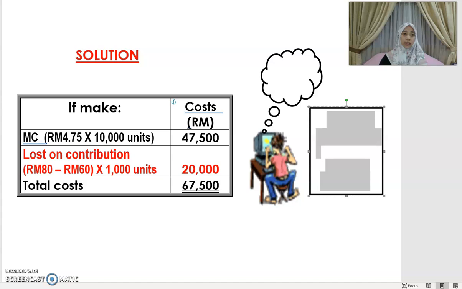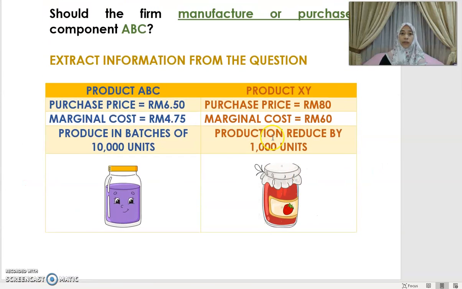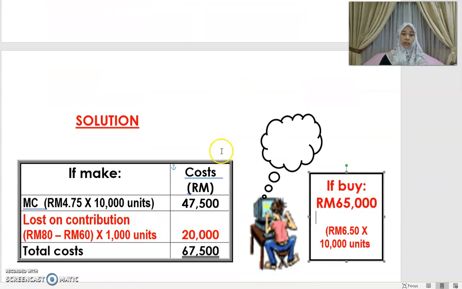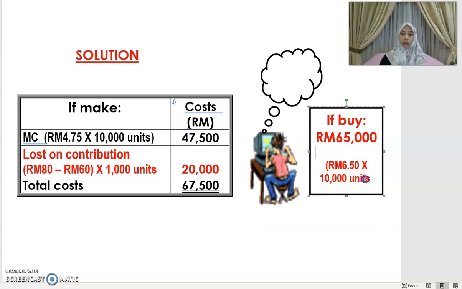the cost is 6 ringgit and 50 cent per unit. Okay, so if you purchase ABC, that will be 6 ringgit and 50 cent, and you purchase 10,000 units, so 6 ringgit and 50 cent times 10,000 units gives you a total of 65,000. So when you compare, you need to compare the buying price of 65,000 with the cost if you make, which is 67,500. So in this case, what's your decision?